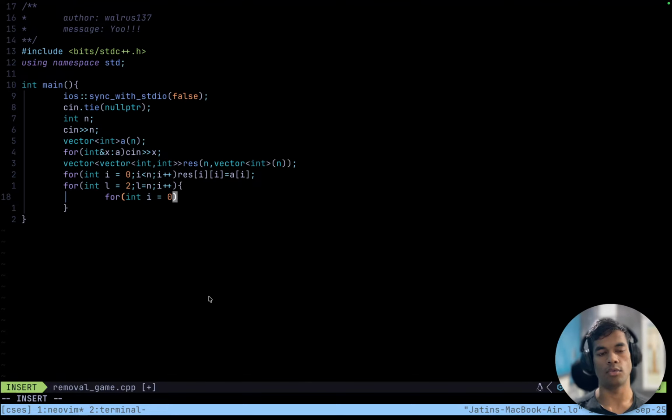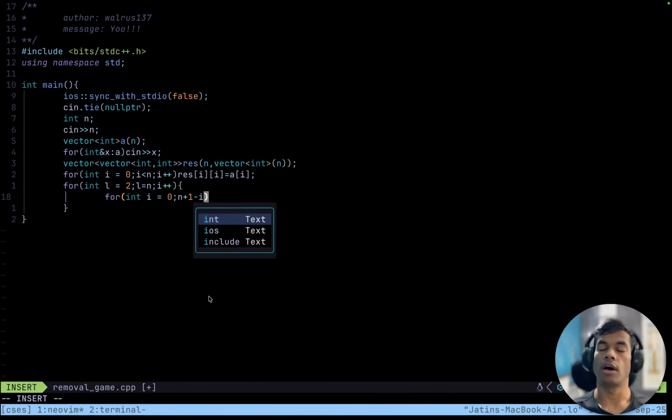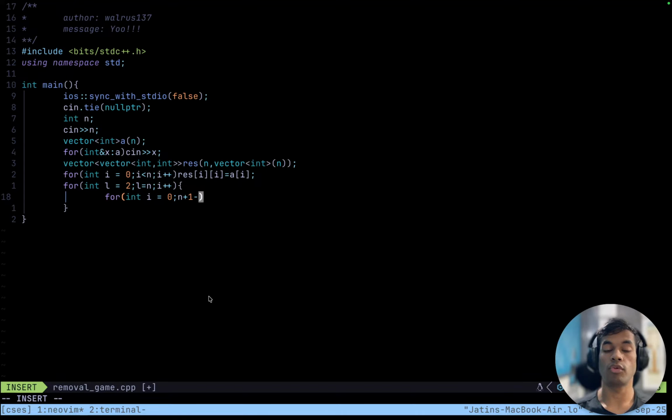for int i equals 0, and the right limit would be n plus 1 minus L. i plus L minus 1, i plus n minus L minus 1, less than n, and i plus plus.